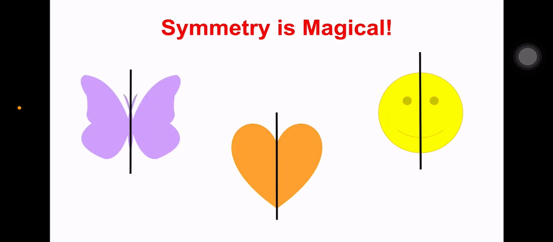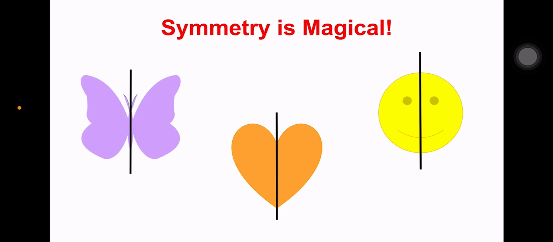Now let's talk about something super cool. Symmetry. Symmetry means both sides of a shape or a picture are the same when you fold it in half. Imagine a butterfly. If you fold a butterfly down the middle, both wings would be the same. That is symmetry. Your face is also symmetrical. Your eyes, ears, and your cheeks all line up if you were to draw an imaginary line down the middle of your face.